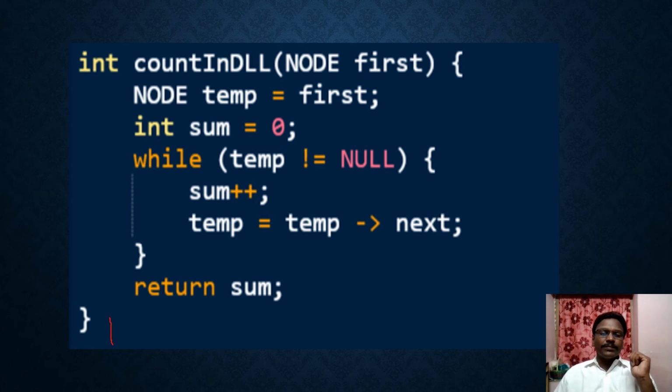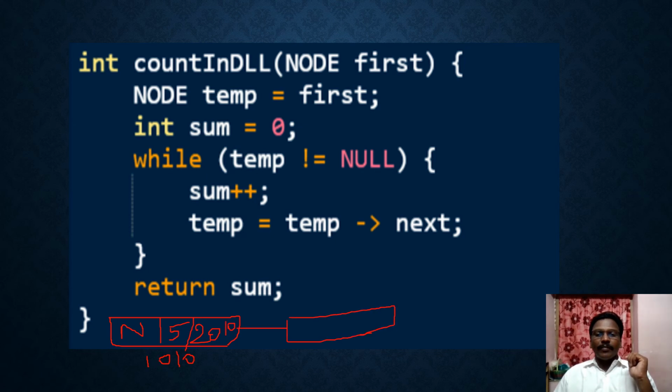Actual. 5. 1010 is for null, 2010. 10 is for 1010, 1010 is for 2010, 3010. 15. 3010, null is for 20.